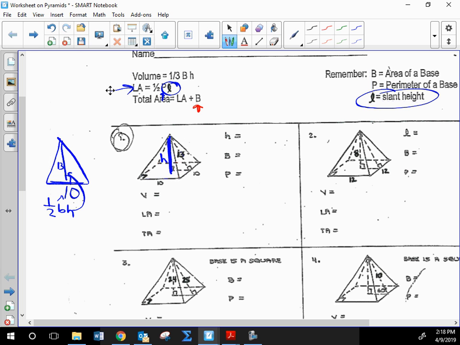So this is our H, the height of your pyramid, from your base to that point at the top. And this is my slant height, the height of the triangle face on the side. Questions about the difference between those two? Okay. So my lateral area formula is one half perimeter times the slant height, not the height of the shape itself. Otherwise, everything else is the same.